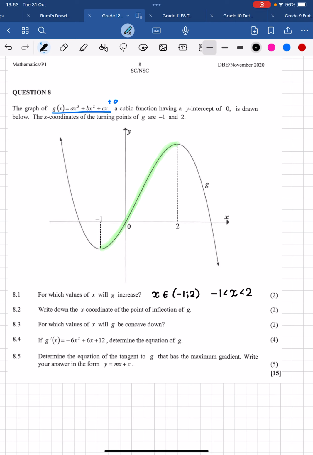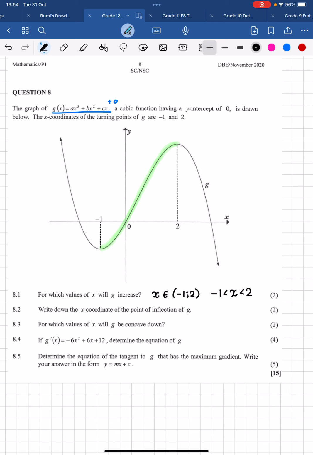I didn't know that. All right, so that is how you would write it, guys. You always are reading this inequality from the inside out. So from x to the outside. So this is saying x is bigger than -1, but at the same time, it's also smaller than 2.